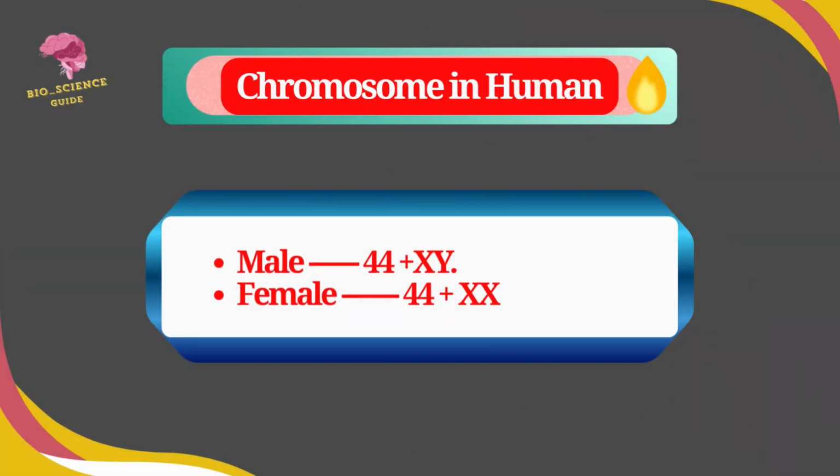In human beings, there are 23 pairs of chromosomes, in which 22 pairs are autosomes and only one pair is called the sex chromosome. In the case of male, the chromosomes are 44 plus XY, but in female 44 plus XX.